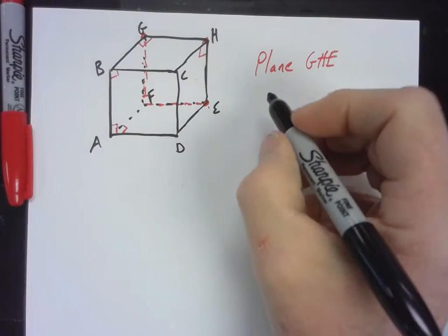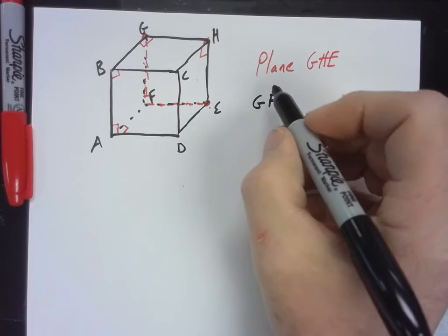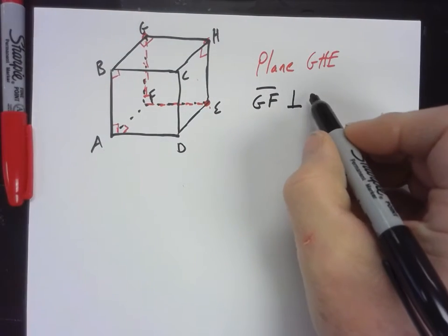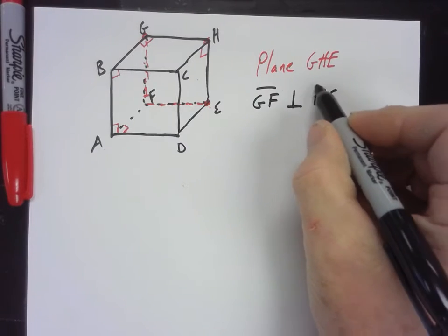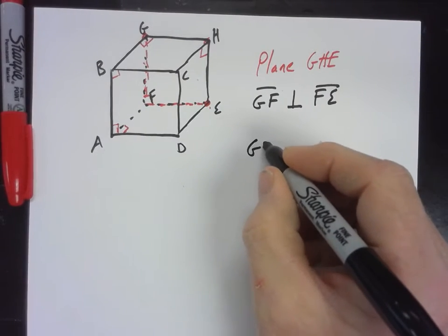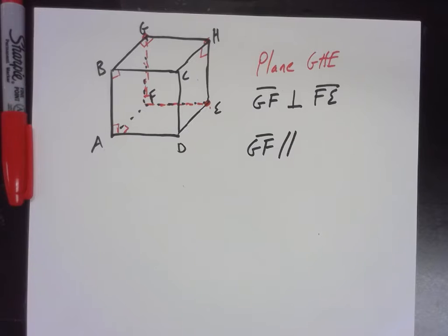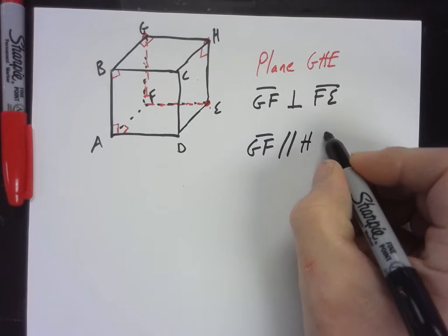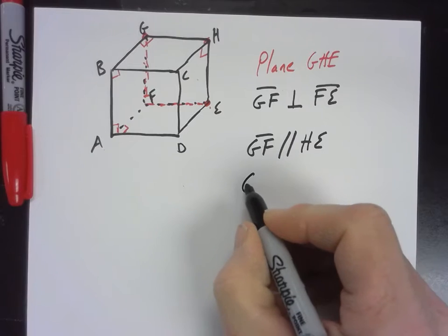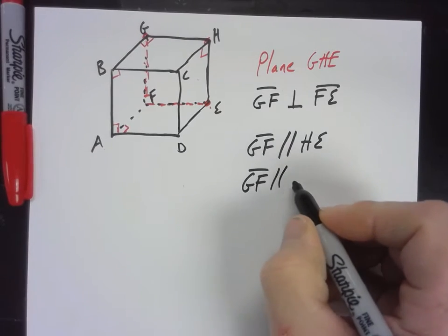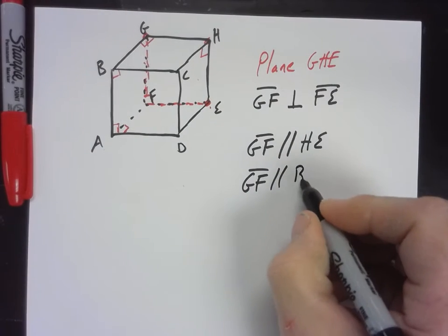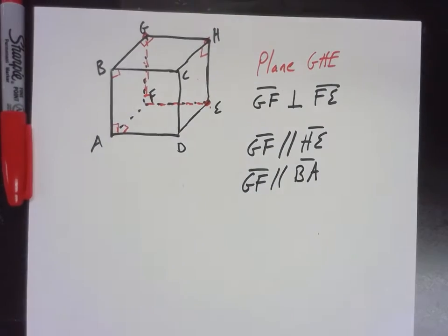We just talked about GF. That segment is perpendicular to FE. GF, what is it parallel to? HE? And is it also parallel to something else? BA? Are all three of those lines parallel? Are all three of them parallel at the same time?